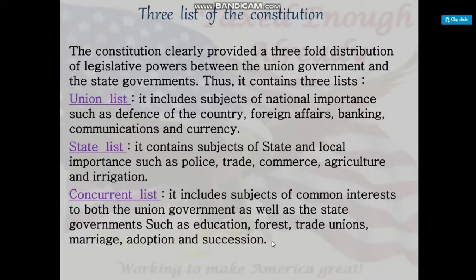There are three lists in the constitution. Again, this also you have studied in your primary classes. That is the union list, state list, and concurrent list. The union list includes subjects of national importance, such as the defense of the country, foreign affairs, banking, communications, and currency. Then, the state list. It contains subjects of state and local importance, such as police, trade, commerce, agriculture, and irrigation. The concurrent list includes subjects of common interest to both the union government as well as the state government. Examples: education, forest, trade unions, marriage, adoption, and succession.